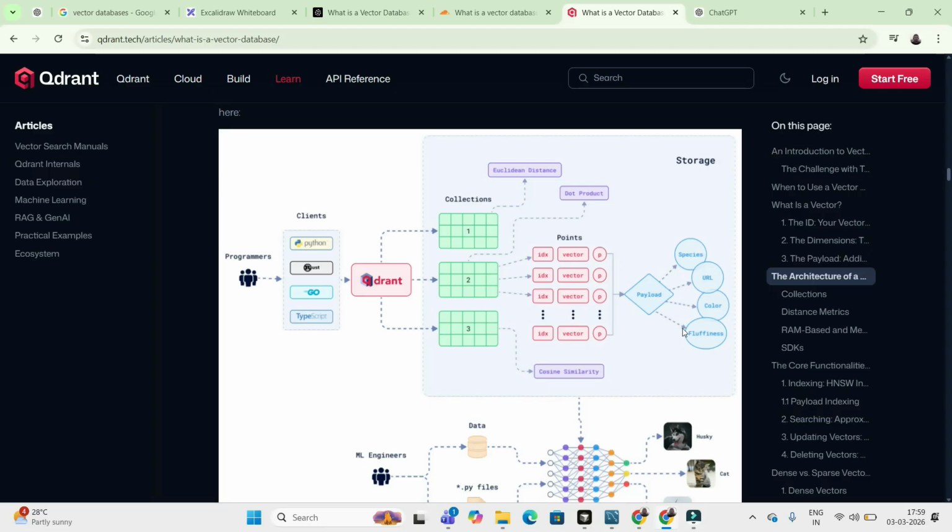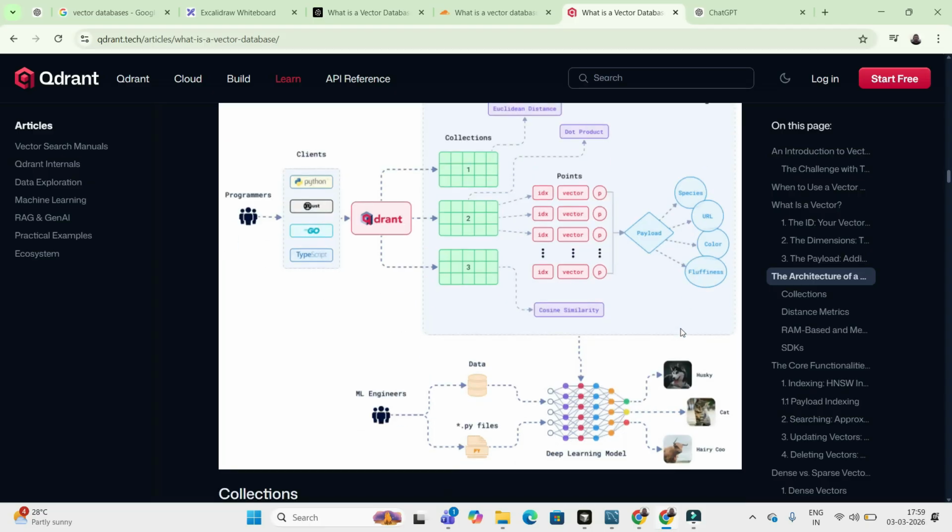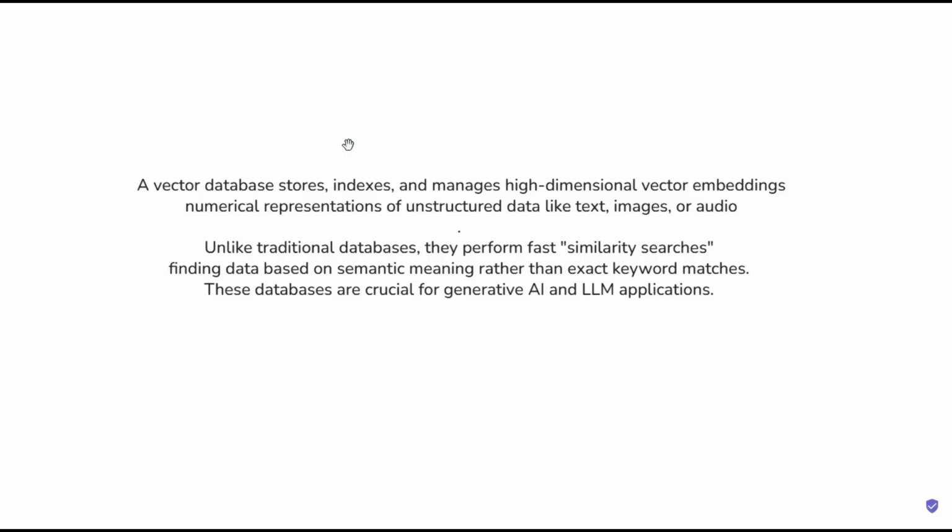So now your concept should be very clear. Vector embeddings are just numbers. Vector databases store those numbers. They help us search based on meaning, not exact words. And that is why vector databases are extremely important for generative AI, RAG systems, and LLM-based applications. Now you clearly understand why we are using Qdrant in our Laravel application.